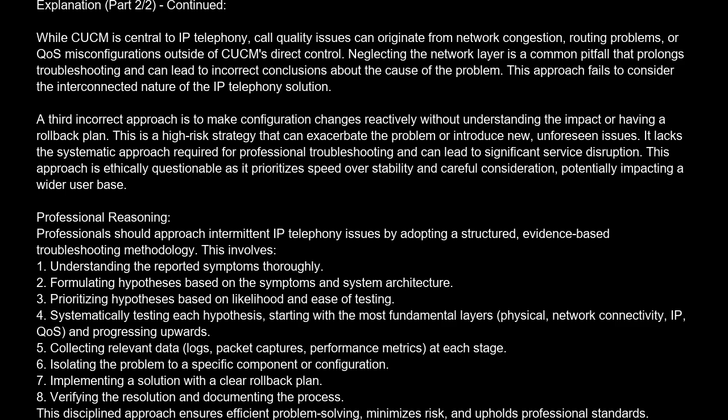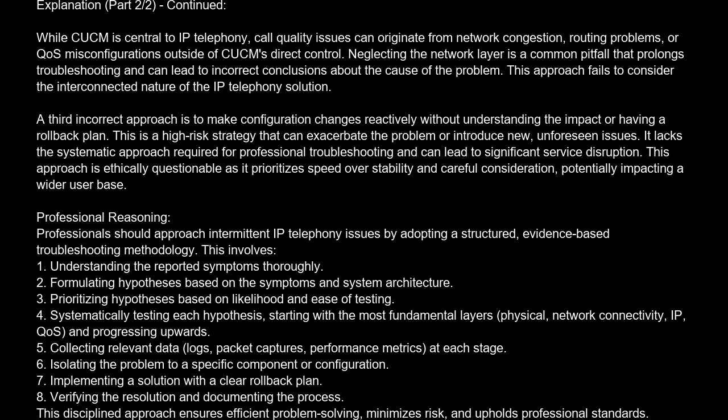A third incorrect approach is to make configuration changes reactively without understanding the impact or having a rollback plan. This is a high-risk strategy that can exacerbate the problem or introduce new, unforeseen issues. It lacks the systematic approach required for professional troubleshooting and can lead to significant service disruption. This approach is ethically questionable as it prioritizes speed over stability and careful consideration, potentially impacting a wider user base.